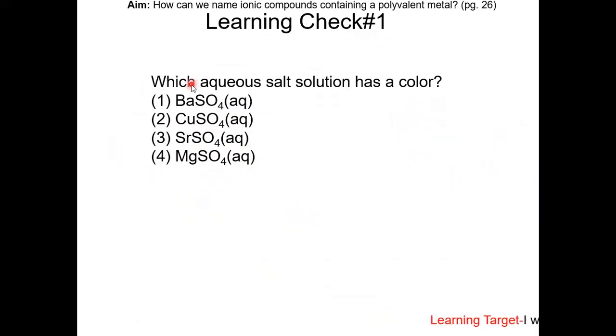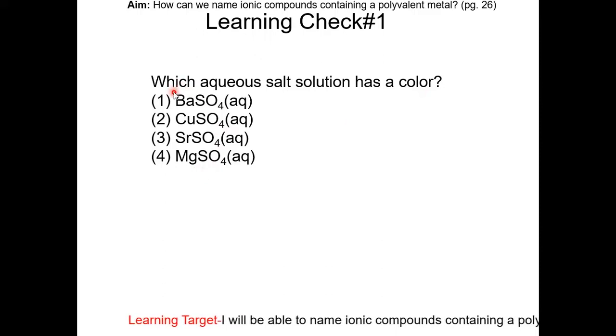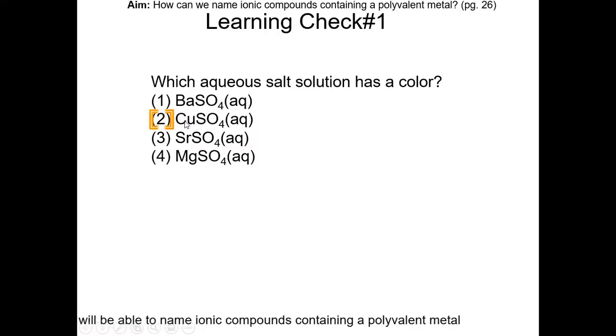Learning check number 1. Which aqueous salt solution has a color? Pause the video and resume once you have the answer. In order for the salt solution to have a color, it needs to have a polyvalent metal. If we look at these metals, barium, copper, strontium, and magnesium, only copper is a transition metal that is polyvalent.